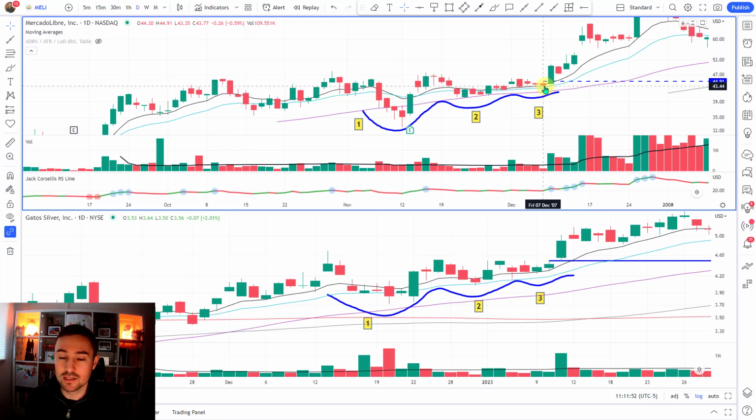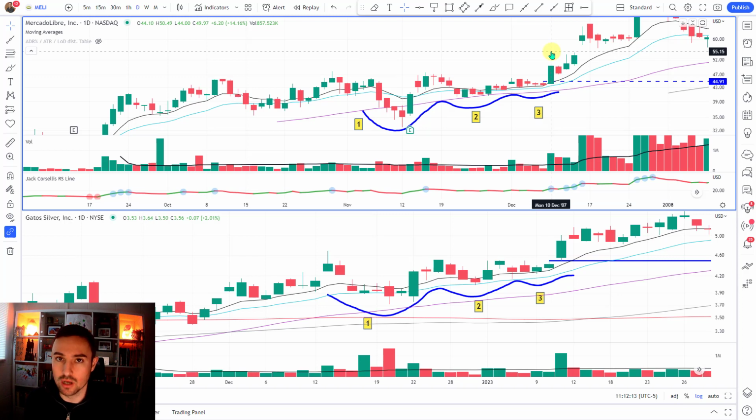Going to share with you some of the timeless principles of volatility contraction patterns in this video. So we've got two separate charts. They're about 16 years apart. The top one is Melly and the bottom one is Gatos Silver, a stock that I'm currently long. And by lining them up like this, I'm going to be able to explain the similarities between them and some of those timeless principles when you're looking for VCPs.